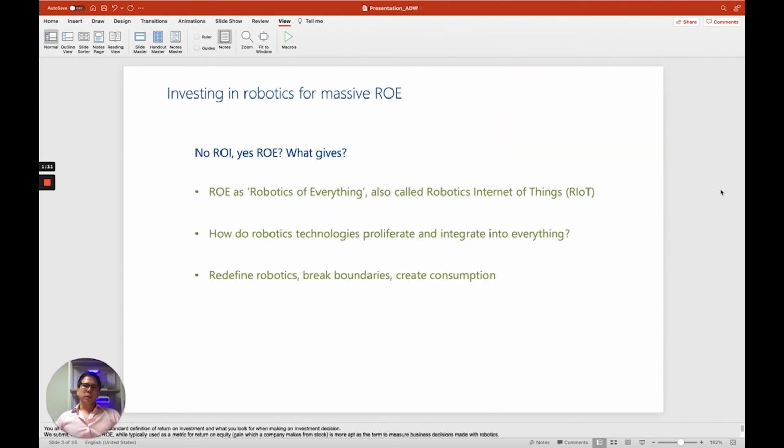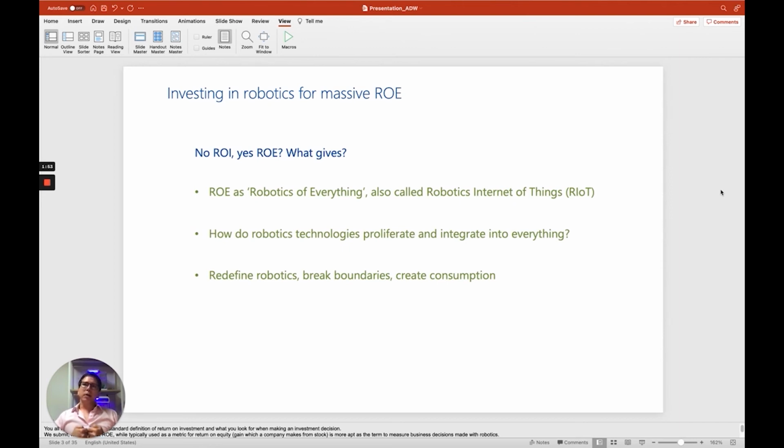So investing in robotics for massive return on equity. So no ROI, yes ROE, what gives? So we all know that ROI is the standard definition of return on investment and what you generally look for when making an investment decision. We submit, however, that ROE, while typically used as a metric for return on equity, which is the gain that a company makes from stock, is more apt as the term to measure business decisions made with robotics.